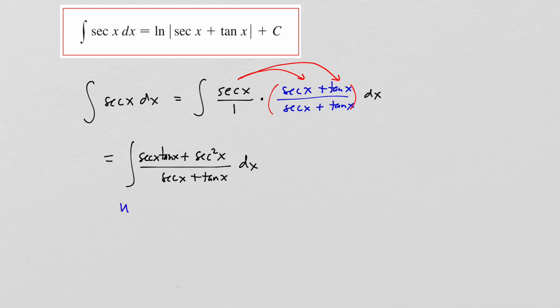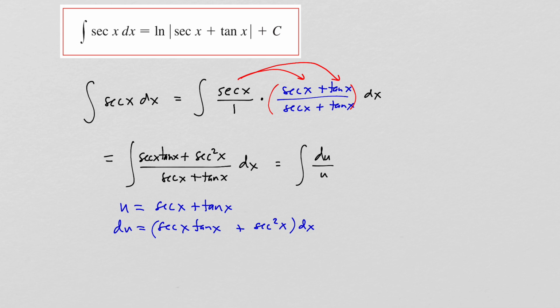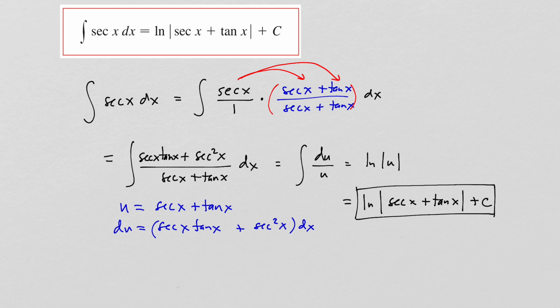But now what I'm going to do is let u be equal to secant of x plus tangent of x. And the reason for this is because du will be secant tangent plus the derivative of tangent, which is secant squared, and then all that times dx. So you'll notice that you have exactly du on top and exactly u in the bottom. And so this becomes the integral of du over u, which is the natural log of the absolute value of u, which in this case is the natural log of the absolute value of secant of x plus tangent of x plus c.